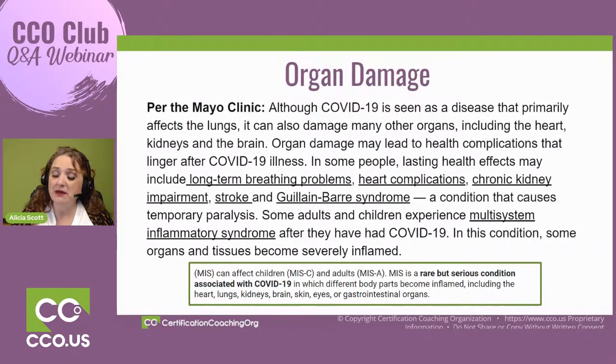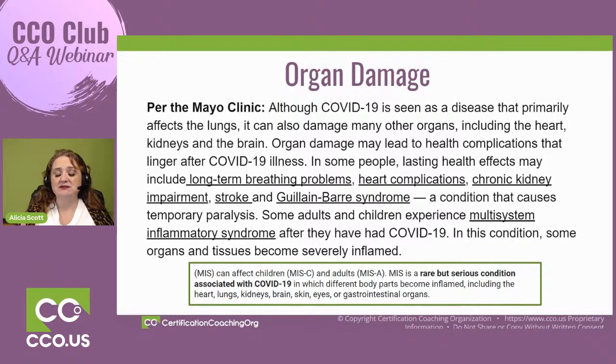Okay. Organ damage is what Mayo said is coming up as problematic for some people that have COVID. Now, just because a person has COVID or recovers from COVID-19, it does not mean that they will have these side effects, these sequelas, or organ damage. However, there are some long-lasting links, and they said long-term breathing problems have been linked, as well as heart complications, kidney impairments, not necessarily CKD, stroke, Guillain-Barré syndrome.